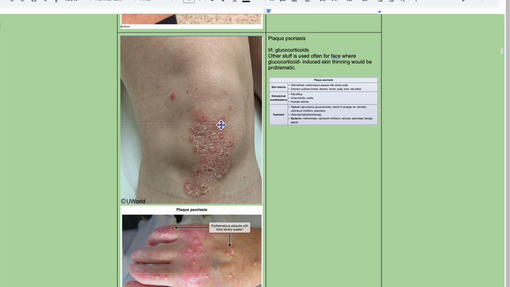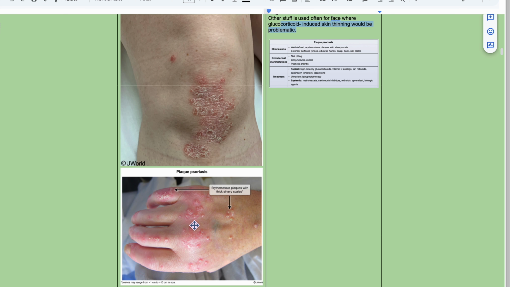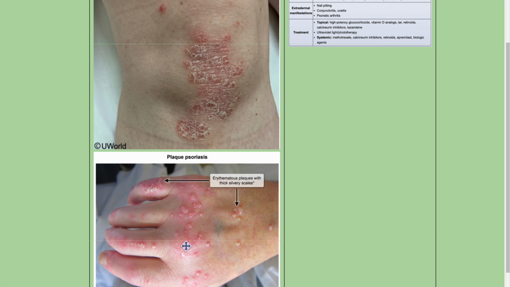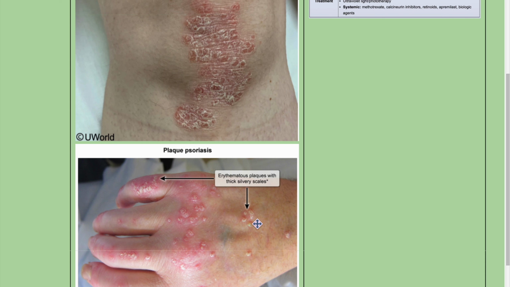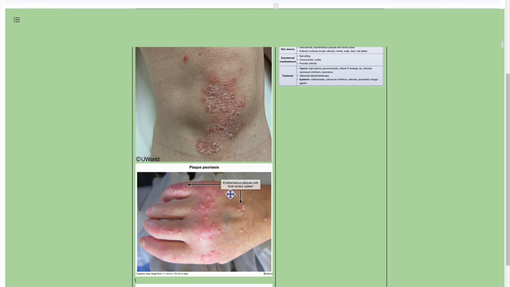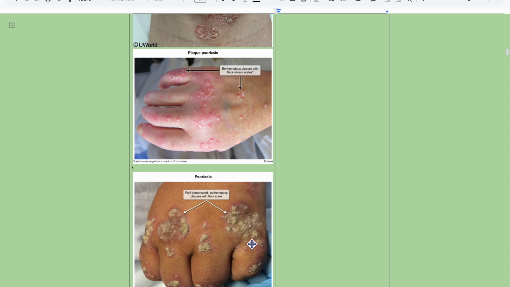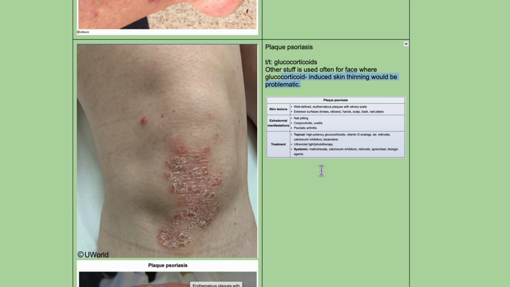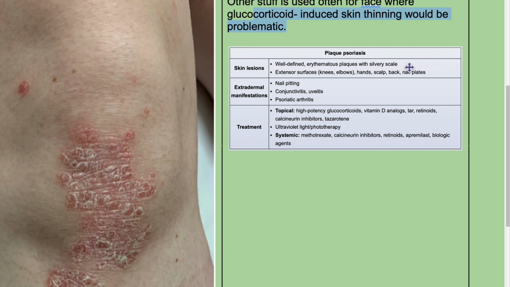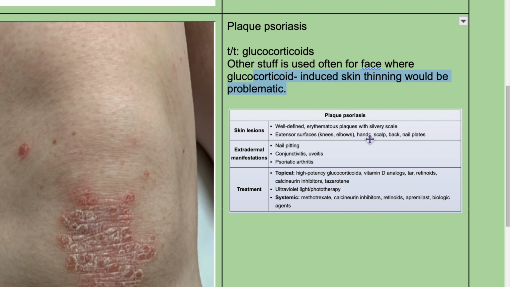Okay. Plaque psoriasis treatment is glucocorticoids again. Other agents are often used for the face, where glucocorticoid-induced skin thinning would be a problem. Okay. Again, plaque psoriasis. Here, don't confuse it with molluscum contagiosum. Erythematous plaque with thick scaly scales. That's psoriasis. So plaque psoriasis: skin lesions, well-defined erythematous plaques with scaly silvery scale, on extensor surfaces, knees, elbows, hands, scalp, back, and nail plates.